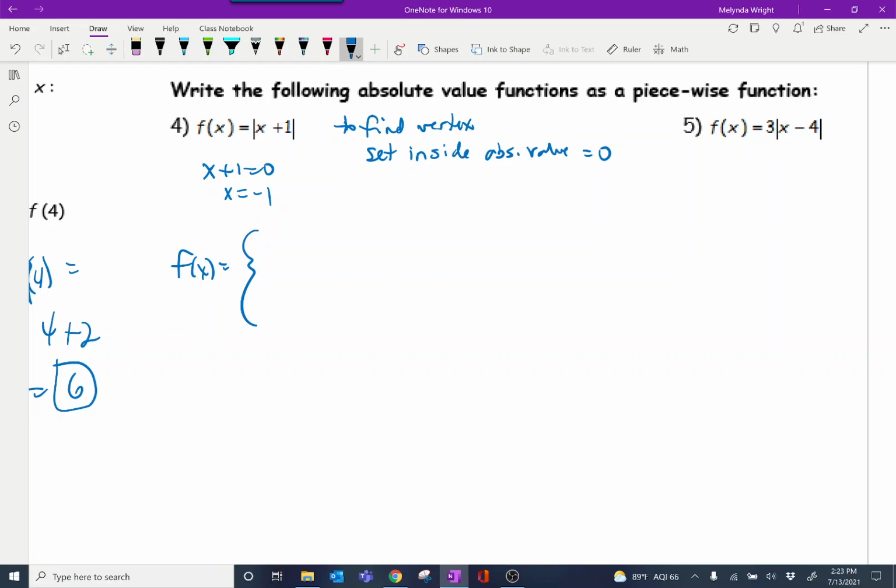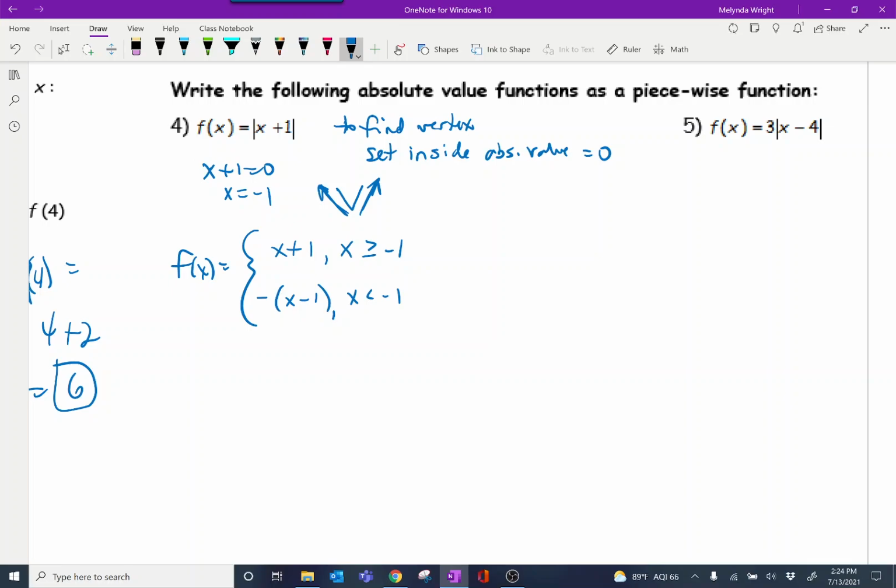Now, for this particular one, absolute value of x plus 1, it would look like a V, right? It's a positive slope on the right side, and it would be a negative slope on the left side. And so we're splitting at -1. So it's going to be a positive x plus 1 when x is greater than or equal to -1. And then it's going to be the opposite of that when x is less than -1. And you don't need to distribute. You can just leave it like that, opposite.